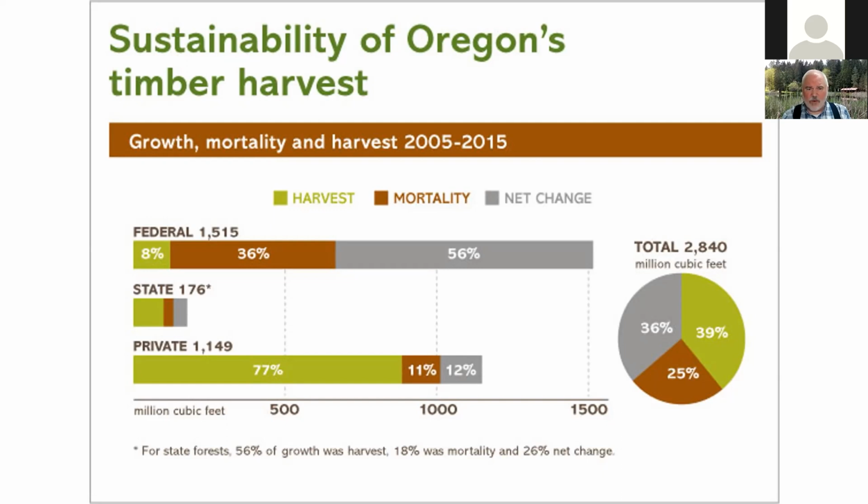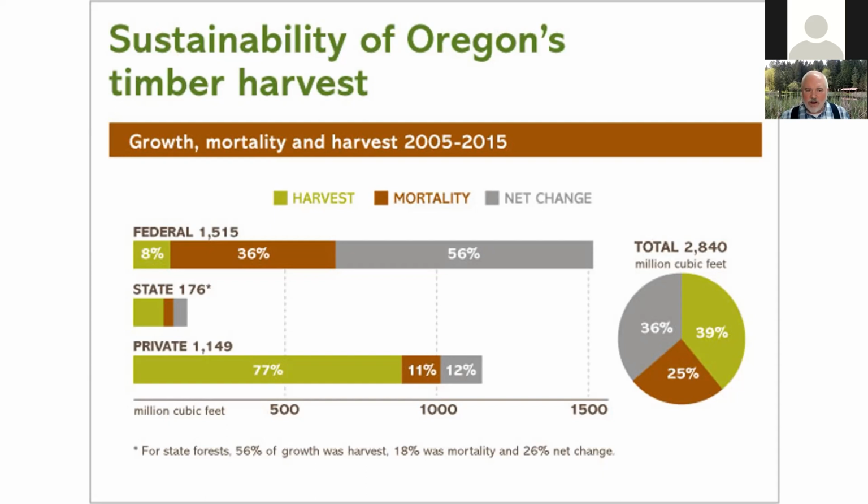And we look at it by ownership. The federal lands are only harvesting about 8% of their growth. They're losing about 36% of the annual growth to fire, insects, and disease. And then every year, a little over half, 56% of the growth remains in the forest. That's part of the reason why we have such huge forest health issues in the federal forest, because they are getting overgrown and stressed because the stocking is just too high.